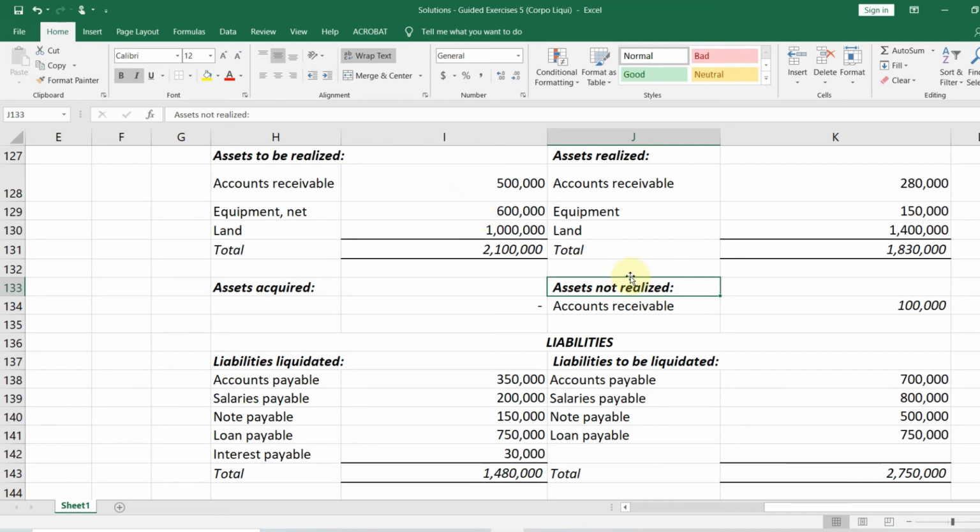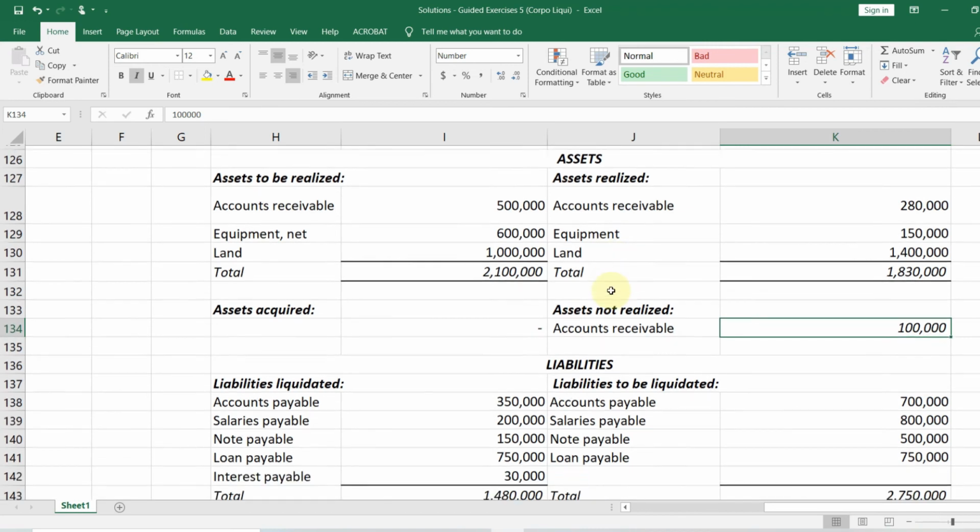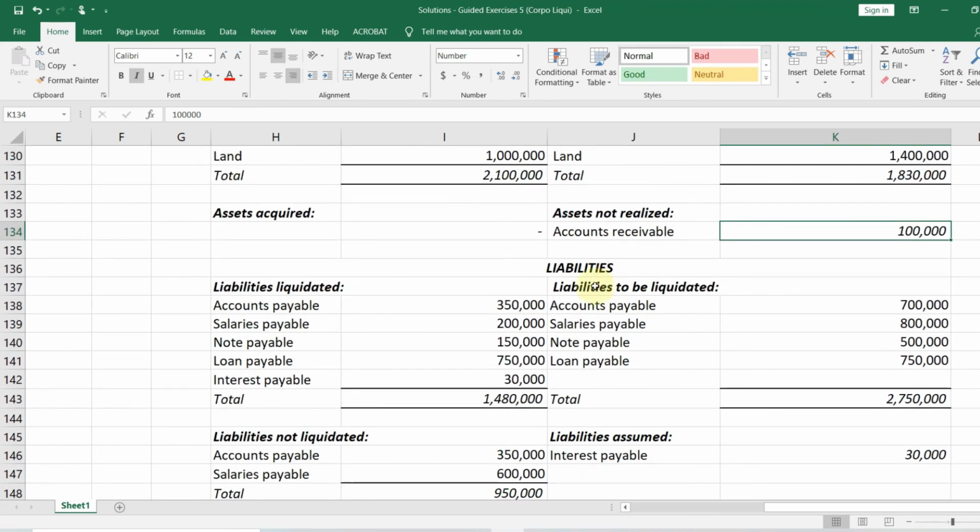Kasi ang sinisingil mo pa lang naman is the carrying amount at 400,000. Ang carrying amount ng AR mo is 500,000. Meaning, may natitira ka pang 100,000 na hindi mo pa natatawagan at hindi mo pa nasisingil. So, assets not realized siya. Okay, hindi kasama dito yung 400,000, tas ang nakuha mo lang is 280, yung difference nila, hindi siya kasama. Kasi parang na-write off mo na siya. Okay? So, yon.